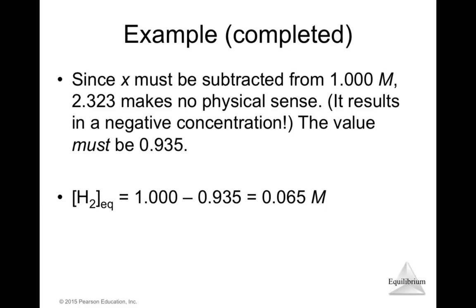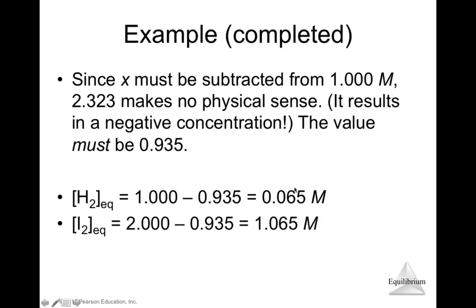So for the hydrogen in equilibrium, 1 minus 0.935 is going to be 0.065. This is the concentration of hydrogen at equilibrium. For iodine, it was 2 minus x, so it's going to be 2 minus 0.935, which is 1.065, the concentration at equilibrium. And for hydrogen iodide, it was 2x, so it's going to be 2 times 0.935, so the concentration is 1.87 at equilibrium. So these are the three concentrations of the reactants and the products.